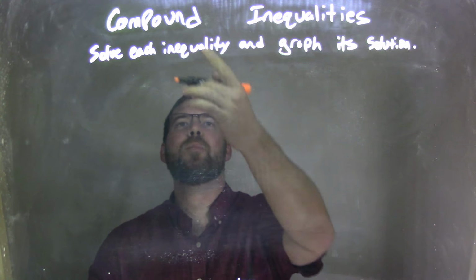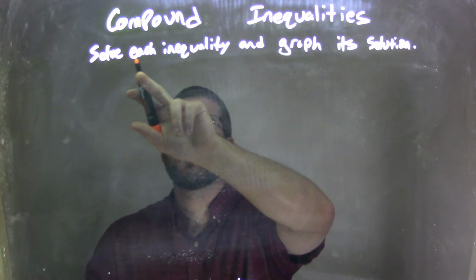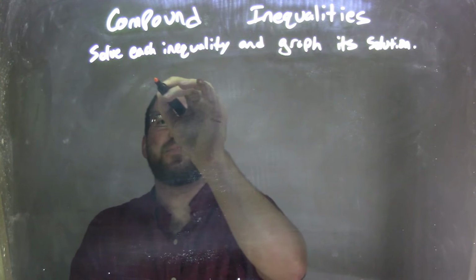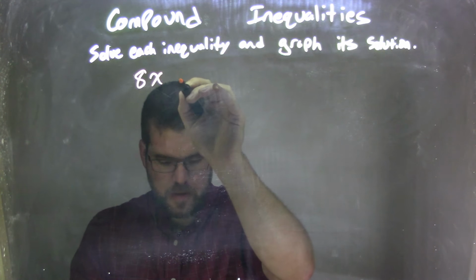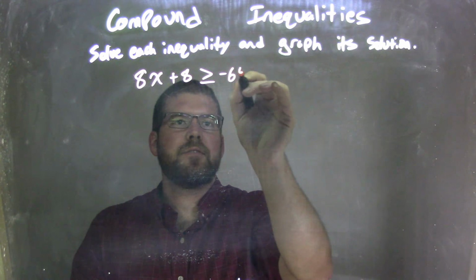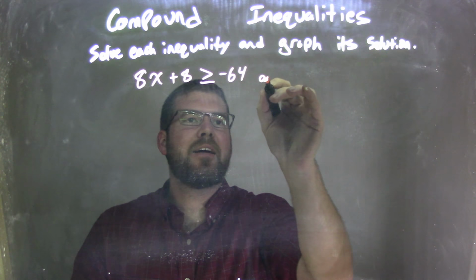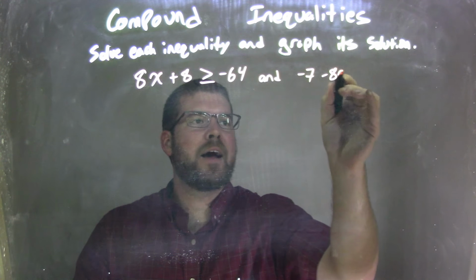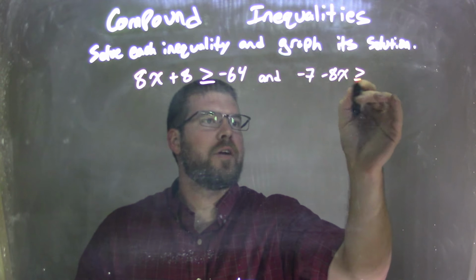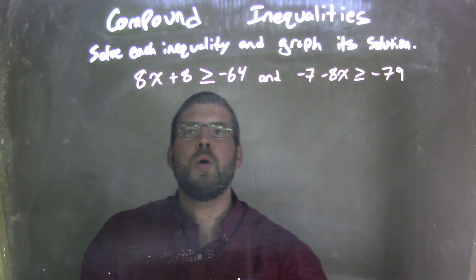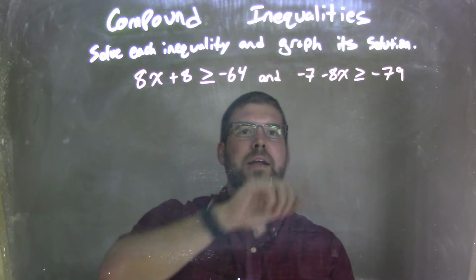And today, we're going to learn about compound inequalities. We're going to solve each inequality and graph its solution. So if I was given this inequality, 8x plus 8 is greater than or equal to negative 64, and negative 7 minus 8x is greater than or equal to negative 79. Okay? Well, our first step here is I'm going to solve each inequality individually.